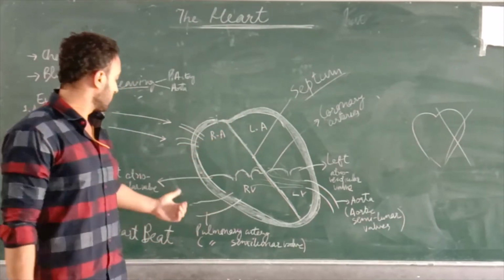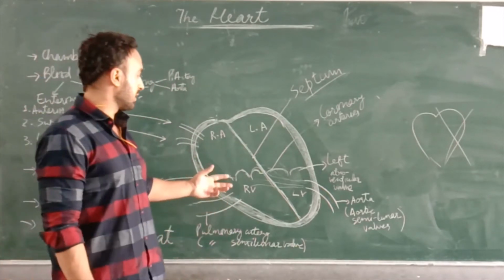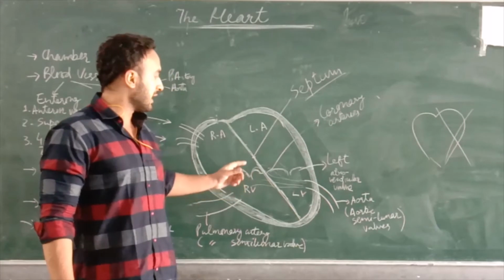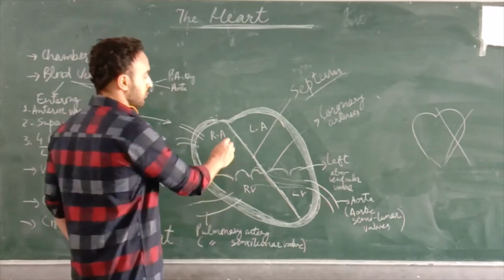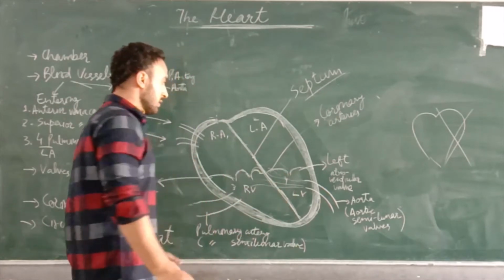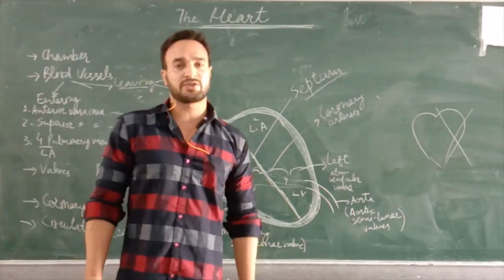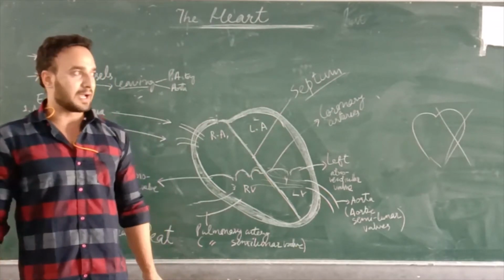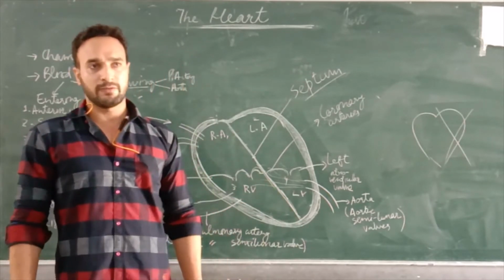Also, there are atrioventricular septums. These are the atrioventricular septums. This one and this one. These atrioventricular septums are again further dividing each side into two chambers. So this is chamber number 1, chamber number 2, 3, and 4. The upper two chambers of the heart are called auricles or atria, right? And the lower two chambers of the heart are called ventricles, right?